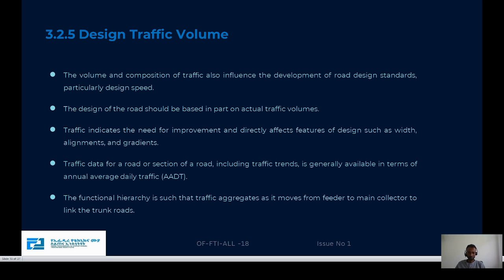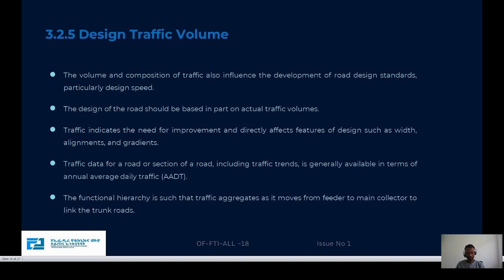The design of the road should be based in part on actual traffic volumes. The traffic indicates the need for improvements and directly affects the features of the design. For example, if the number of traffic is higher, the width will also be affected, and the alignment, with heavy vehicles and light vehicles affecting the vertical and horizontal alignment, and also the gradient.